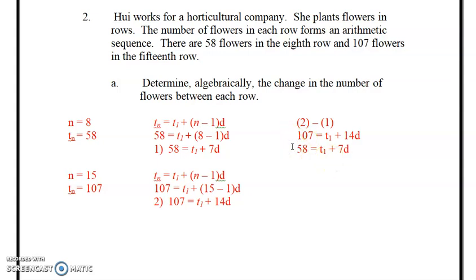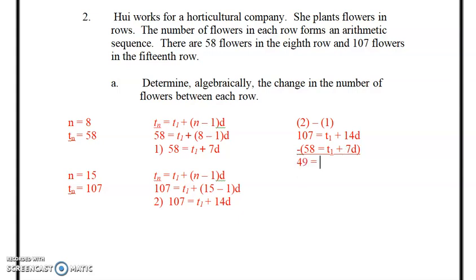So what I'm going to do is subtract them. When you subtract them, if you do recall, you subtract every term in the equation. We can only subtract like terms. So we have our constants, our T1s, and our D's, our common difference with the coefficient, that we're going to subtract. When we take 107 and subtract 58, we end up with 49.